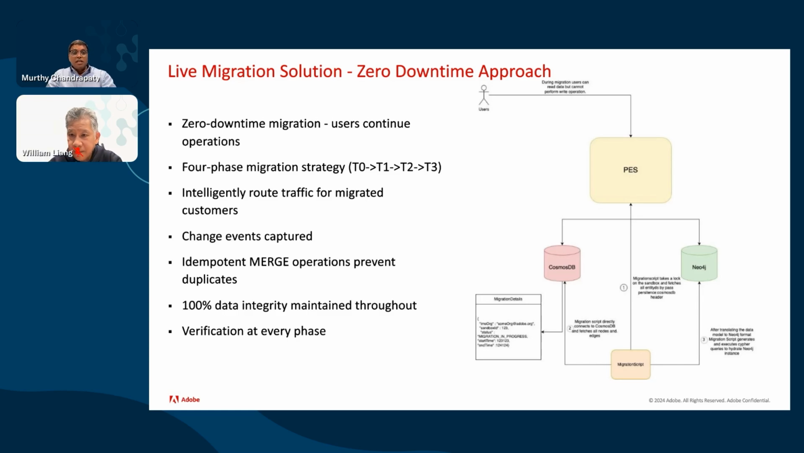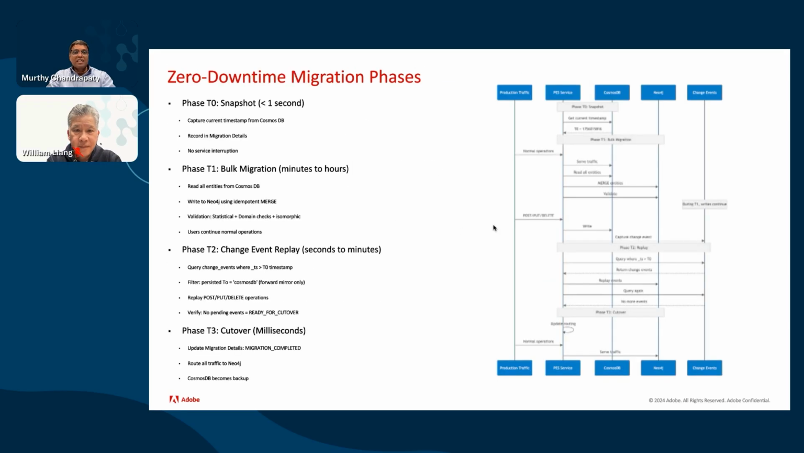T3 is the final step, in which we switch the flag by making Neo4j the primary database instead of Cosmos DB. In this architecture, we used Neo4j's merge queries for idempotency, where we can run and rerun safely as well. This architecture helped us migrate thousands of production sandboxes with zero downtime.